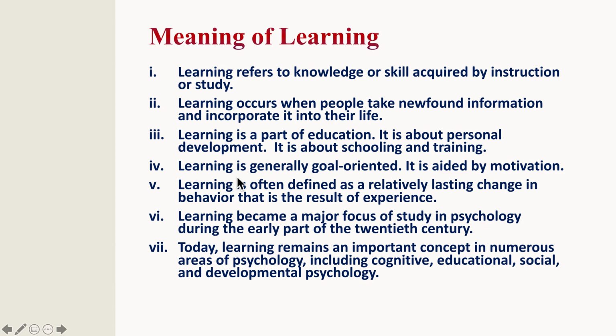Four, learning is generally goal oriented. Very, very important point. Learning has its goal. You have to make a goal in order to learn. You want to learn something. You want to learn about this topic, the meaning of learning. So this is the goal at the moment. So learning is always goal oriented. It is aided by motivation, and motivation helps in reaching that goal through the process of learning. Number five, learning is often defined as a relatively lasting change in behavior that is the result of experience. Learning is very, very related to experience.